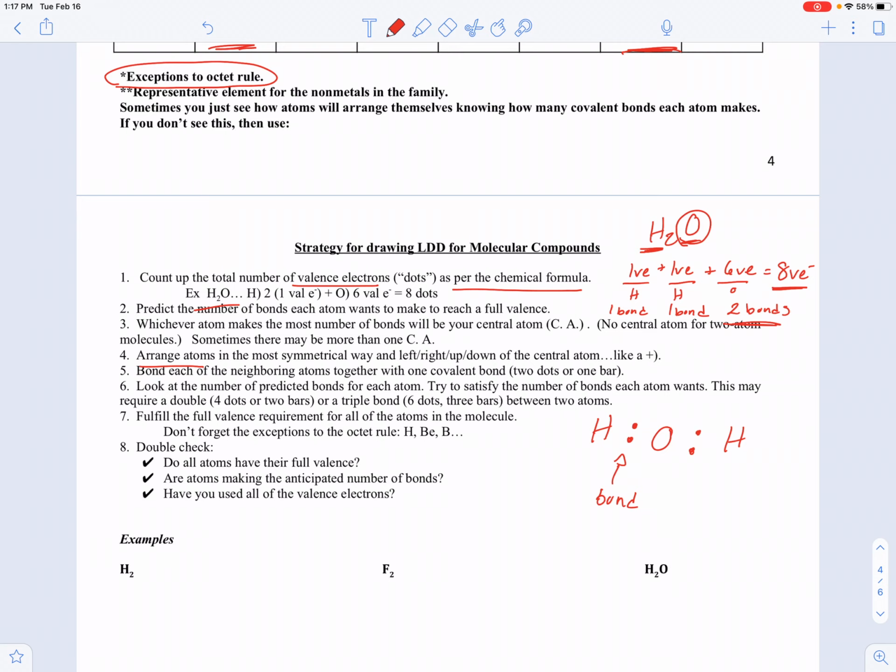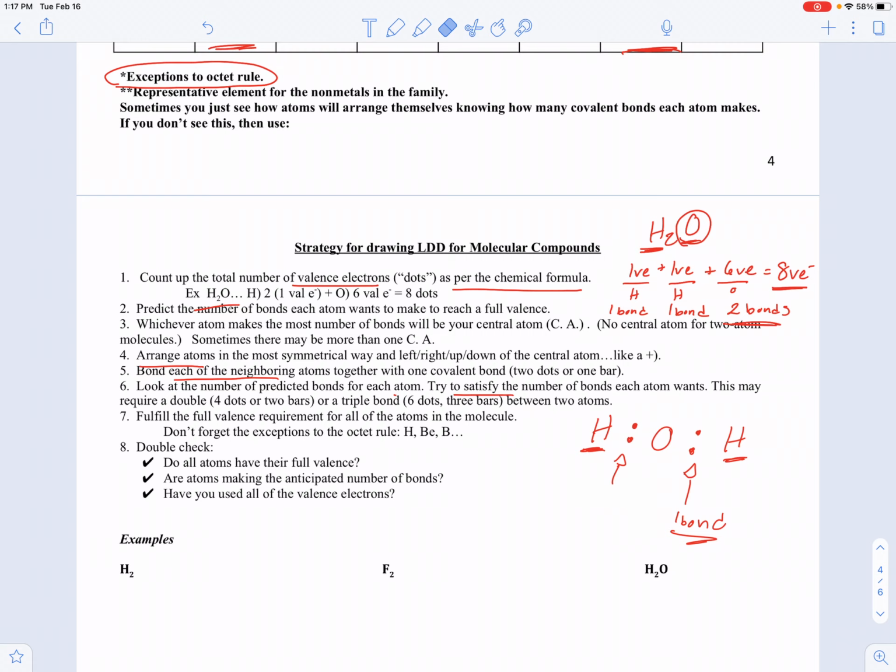So now that I've bonded to each of my neighbors, I'm going to look at the number of predicted bonds and see if I've satisfied that. So hydrogen wants to make 1 bond, so this hydrogen is making 1 bond. This hydrogen is also making 1 bond. And funny enough, my middle oxygen is making this bond and this bond, so it's making a total of 2 bonds. So everybody's making the number of bonds that I thought that they would make.